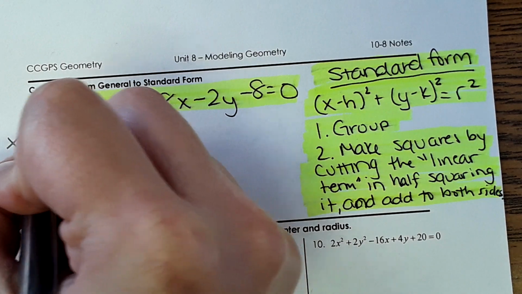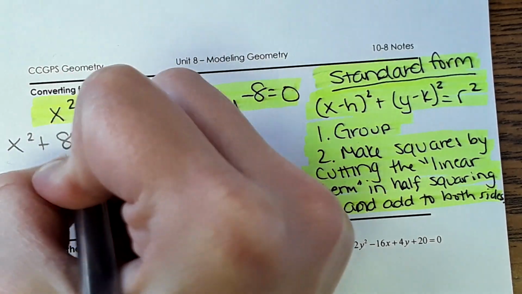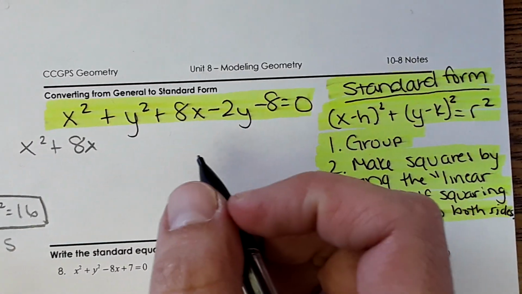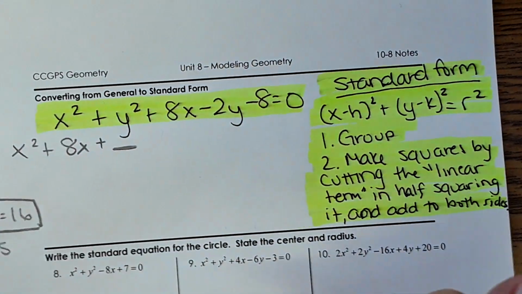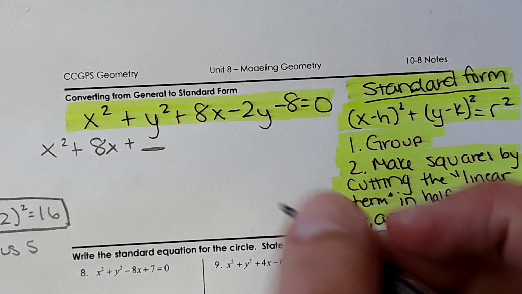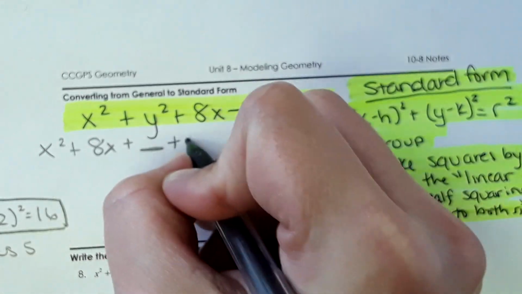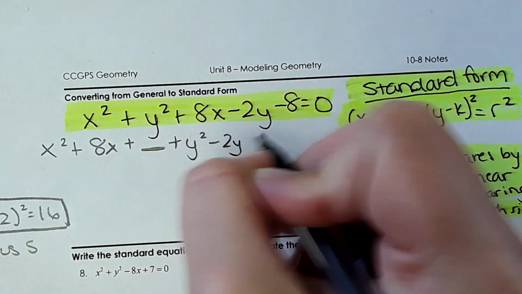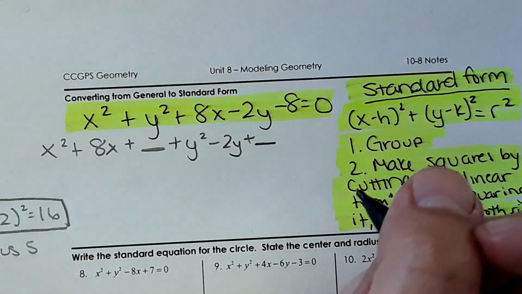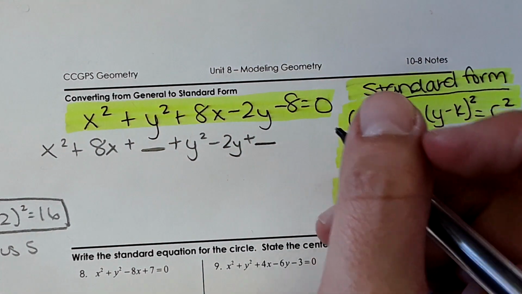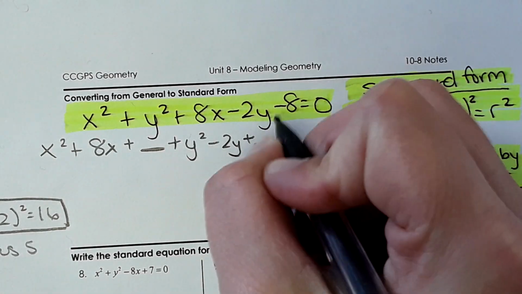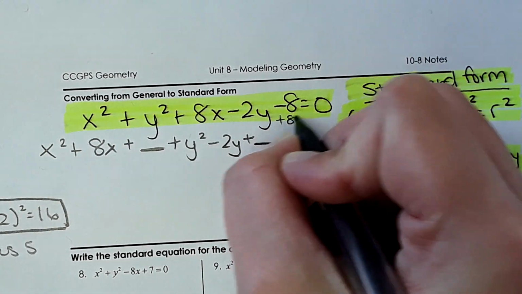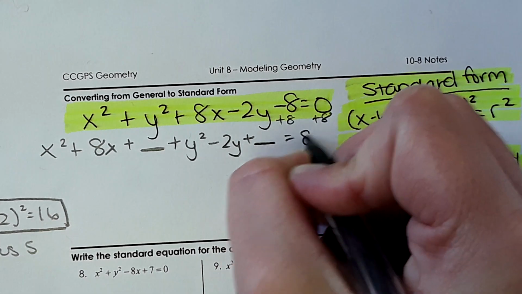X squared plus ax, and we'll combine steps here, plus a blank. We're going to find that constant in a second. And then we'll do y squared minus 2y plus a blank. And we'll put 8 on the other side. So we're going to add 8, put it over here, put equal 8.